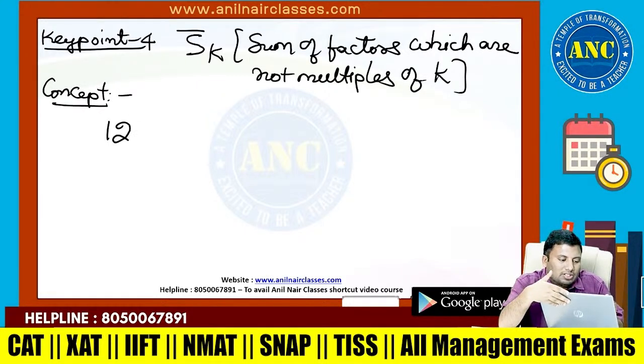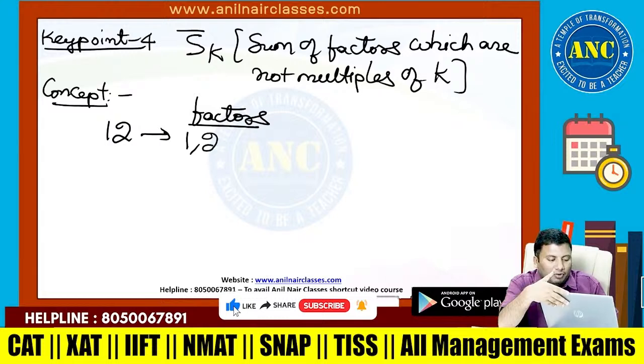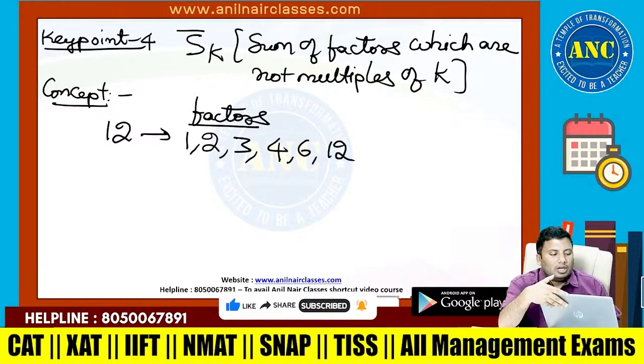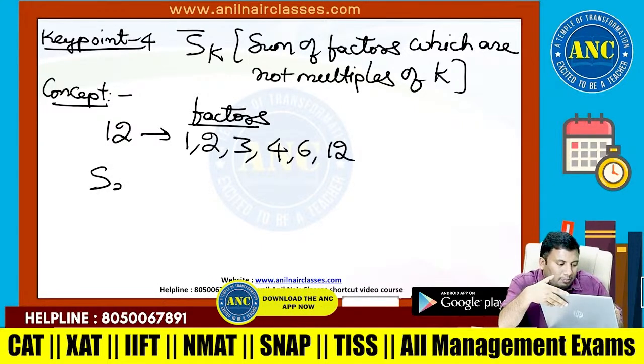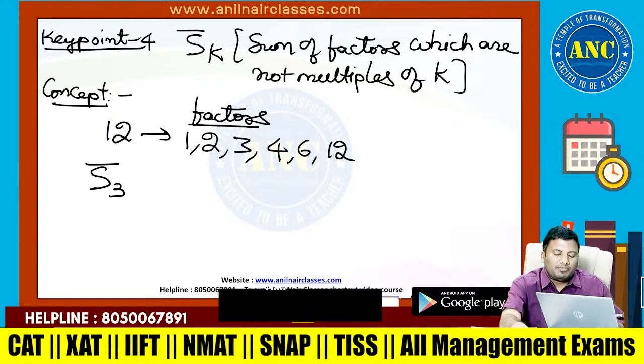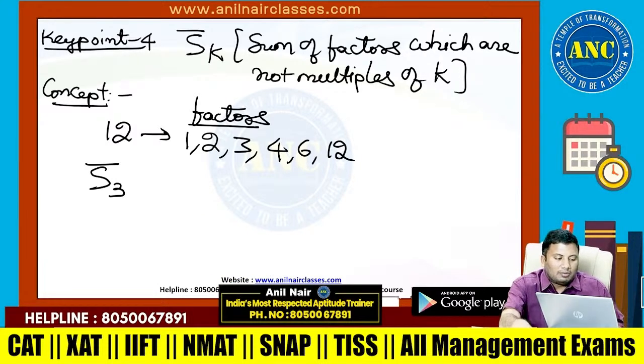Suppose 12 is there. What are the factors of 12? 1 is a factor of 12, and 2, 3, 4, 6 and 12. Sum of the factors which are not multiples of 3.